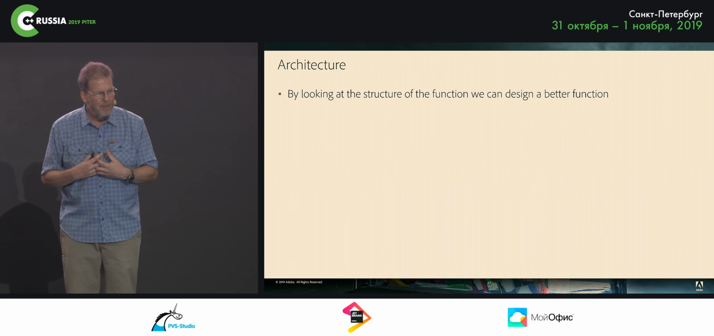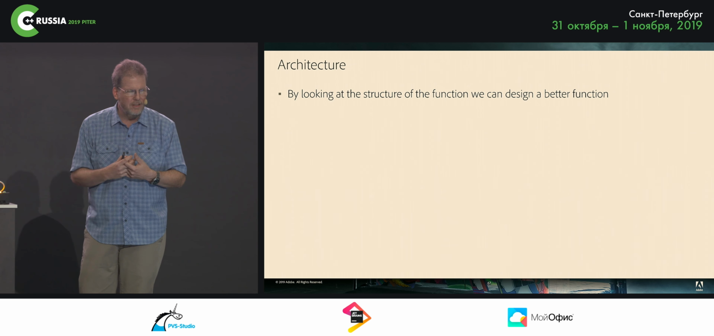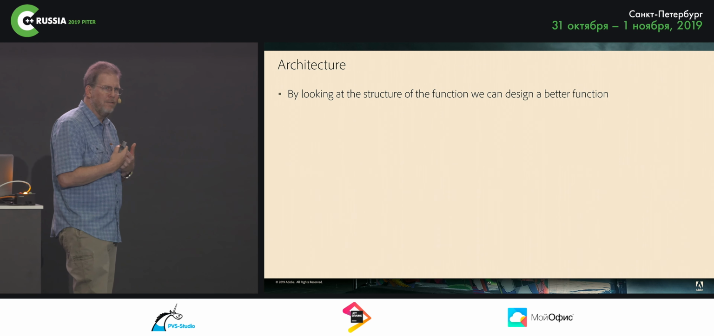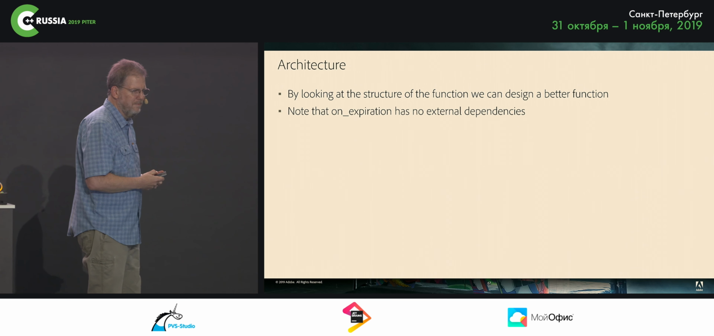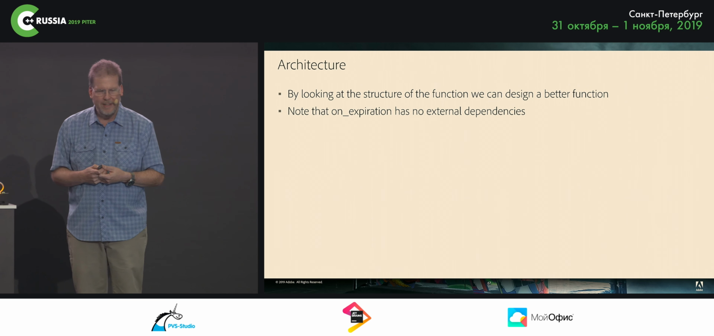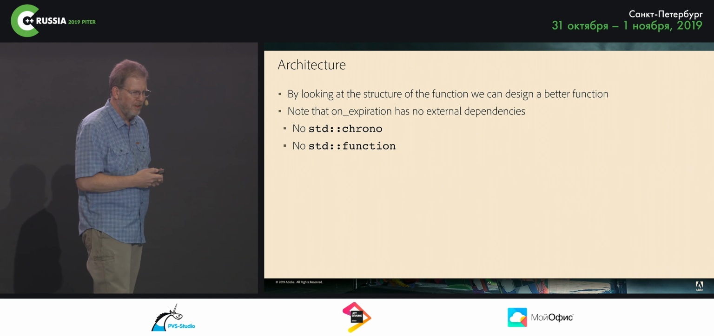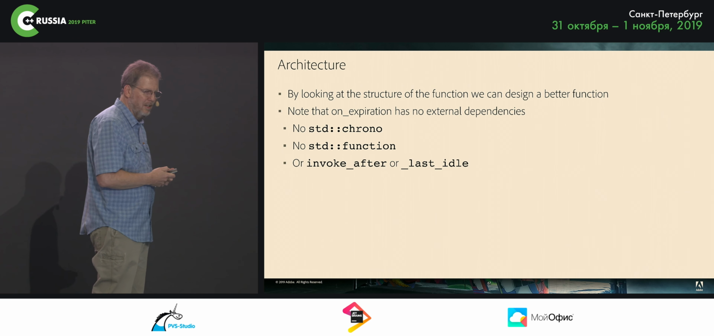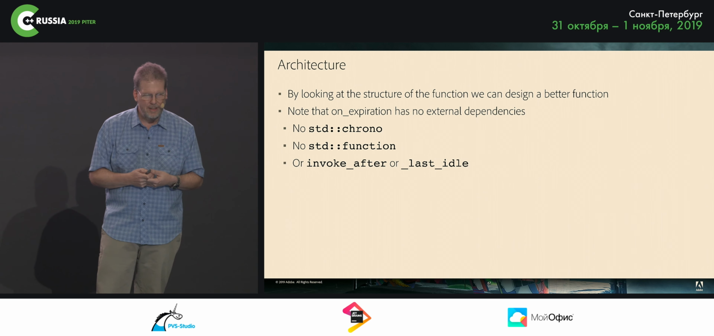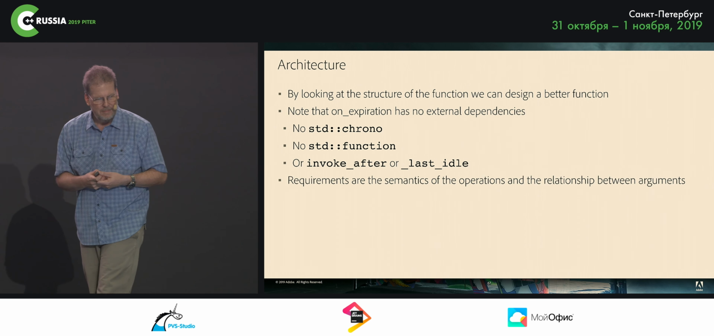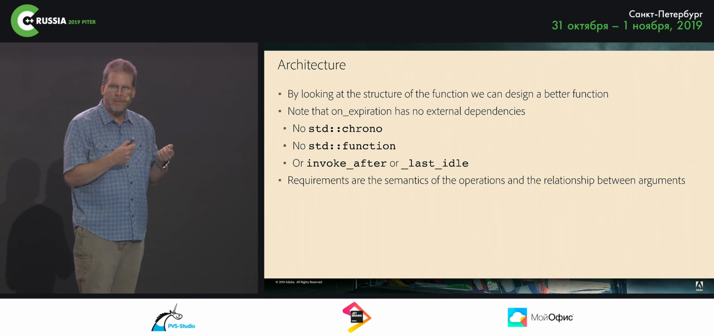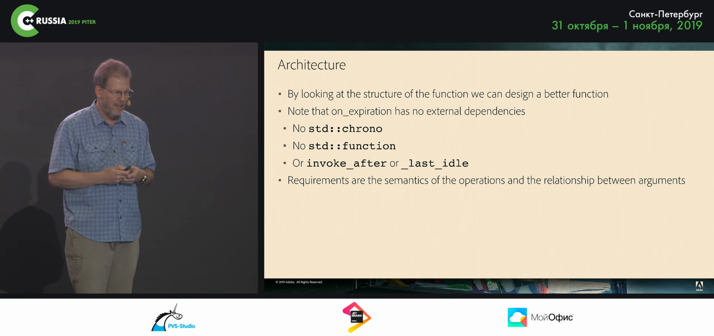So architecture comes about by looking at the structures of the functions. And by looking at the structures of the functions, we can define better functions. As I said, onExpiration has no external dependencies. No STD chrono, no STD function. Doesn't need an invoke after or some last idle. The requirements are the semantics of the operations and the relationships between the arguments. It's completely self-contained.